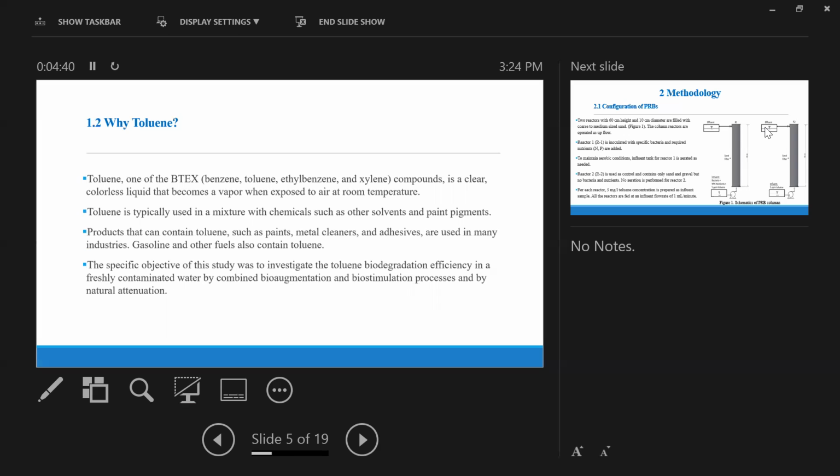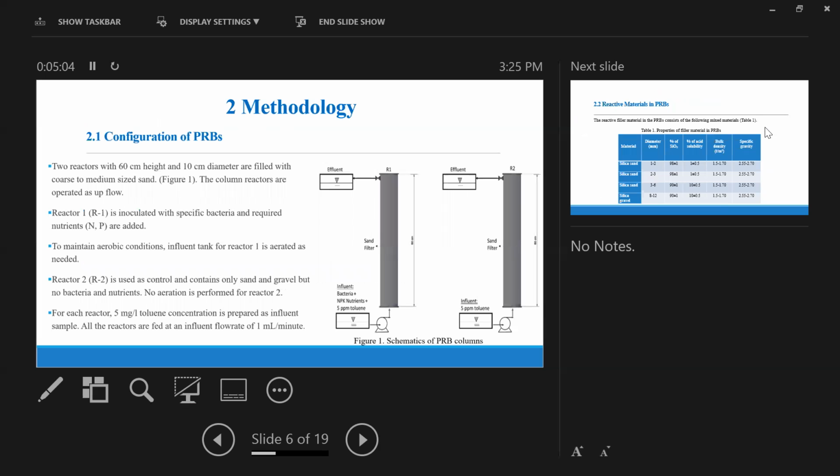The specific objective of our study was to investigate the toluene biodegradation efficiency in freshly contaminated water by using bioaugmentation and biostimulation. We also used another reactor as a natural attenuation or control reactor for comparison. Let's move to methodology. This is the configuration of PRBs in our study.